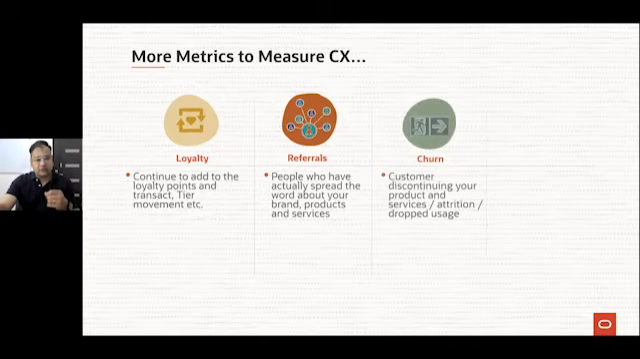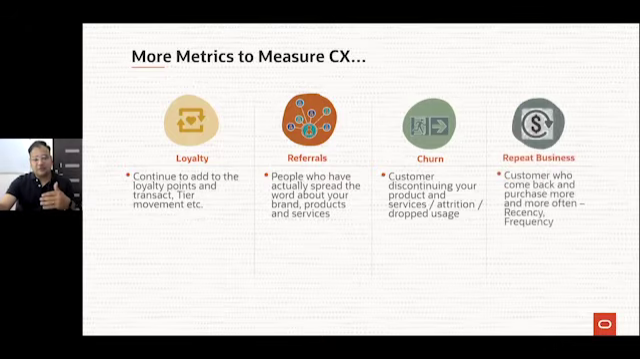Another metric to measure CX is the churn rate itself. On the flip side, right? Am I seeing a drop in the usage, the customer attrition? Have they stopped using my products and services? Could be another metric to measure customer experience. And again, of course, I think this is the most important: repeat business. The customers who come back, they purchase more and more often. The recency and frequency, those dimensions give you a very good indication to measure your customer experience.